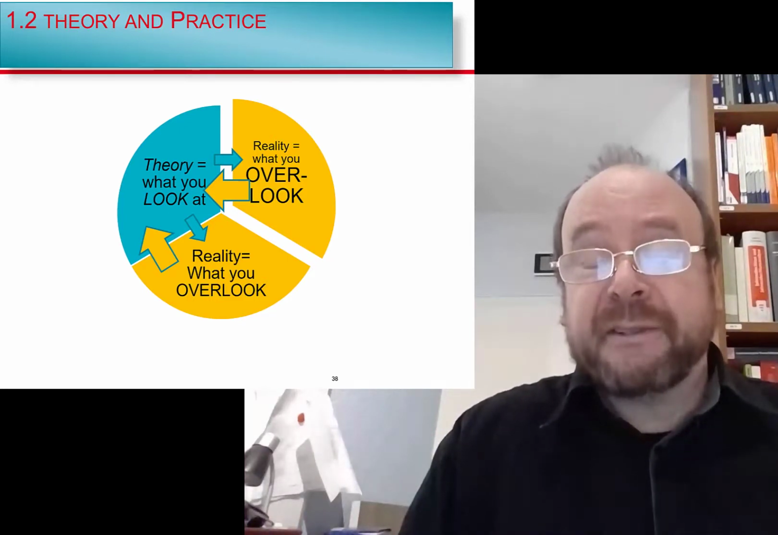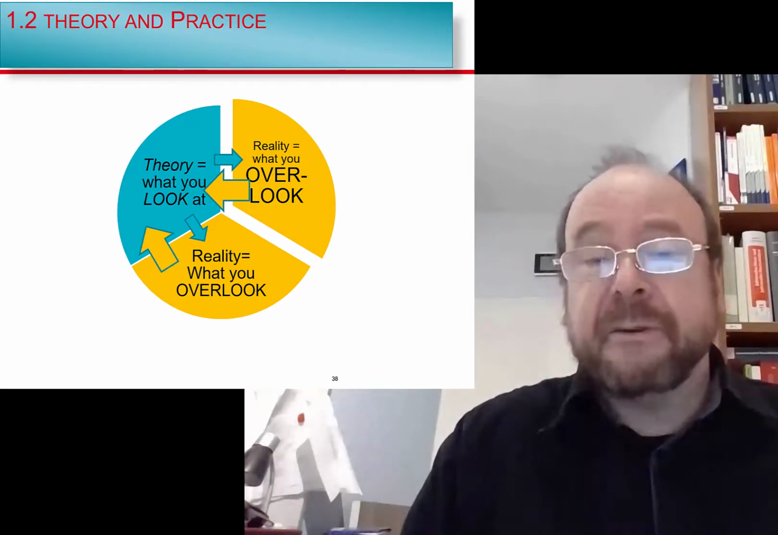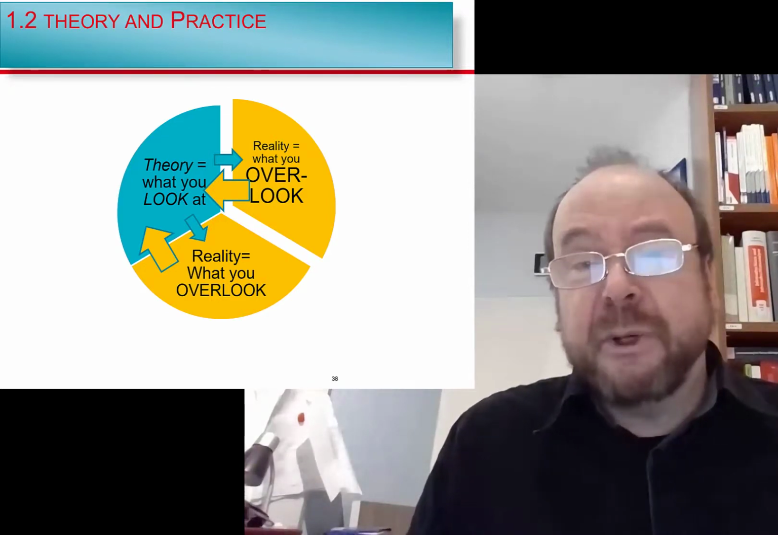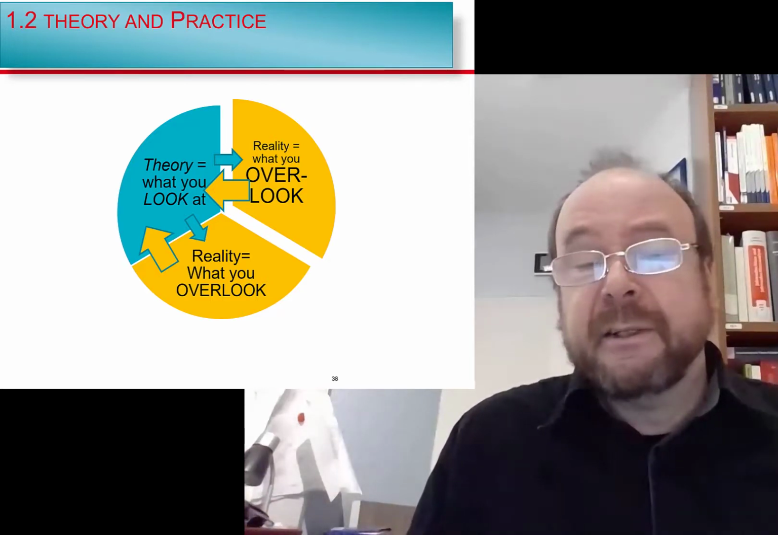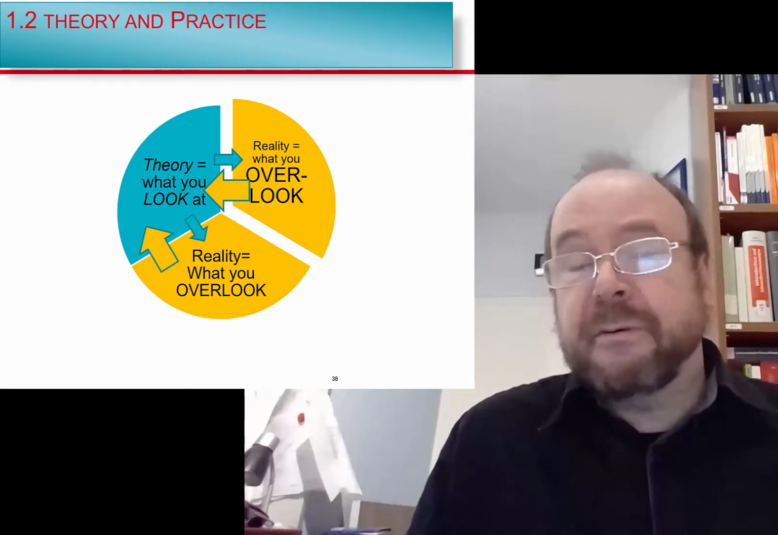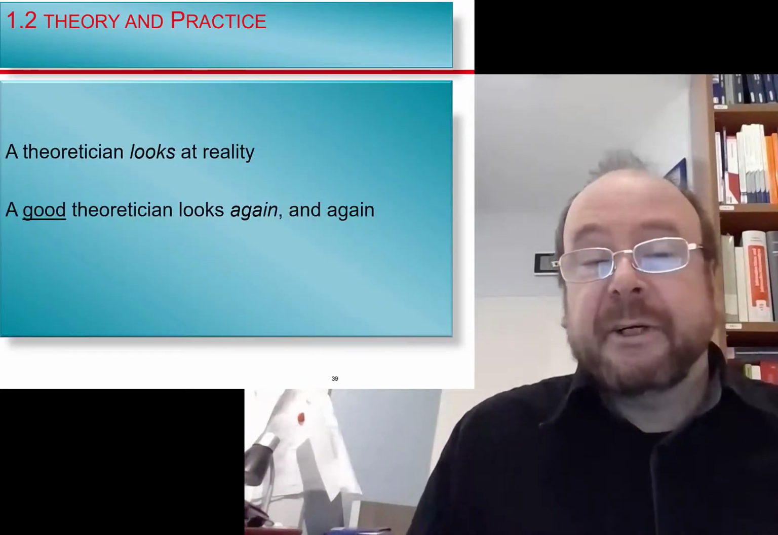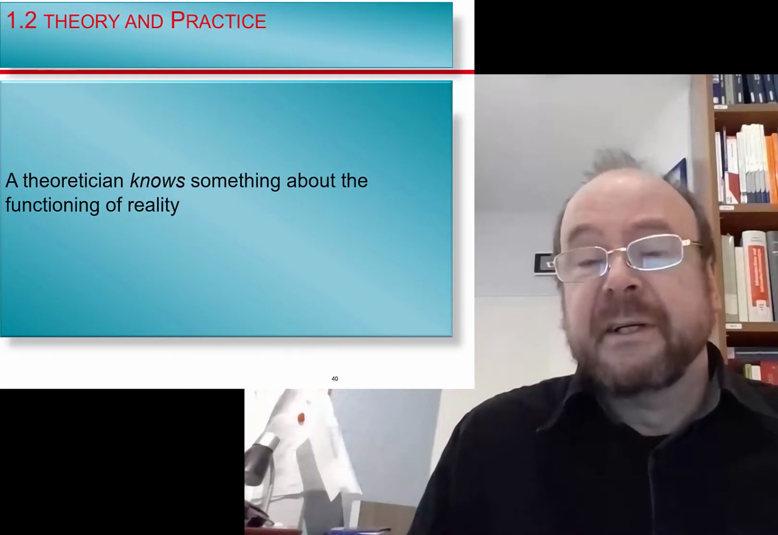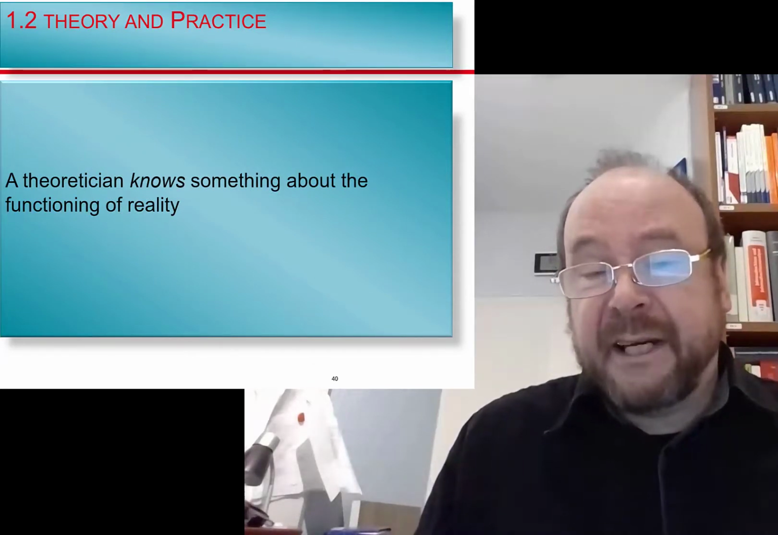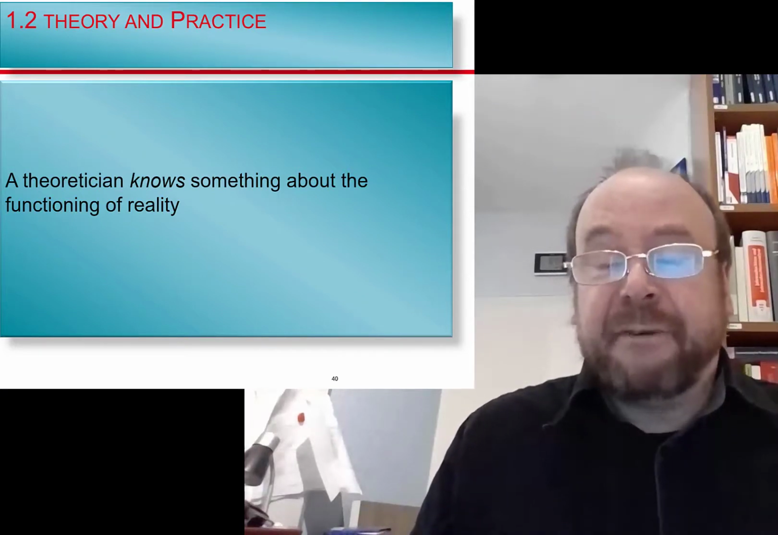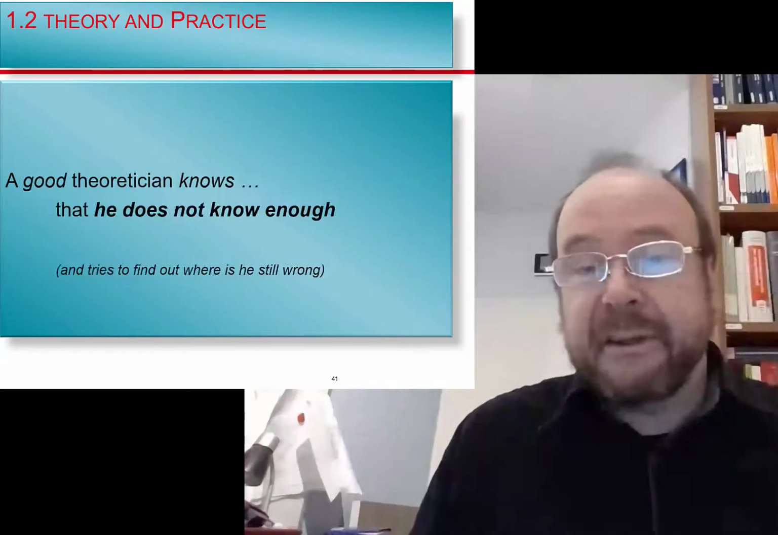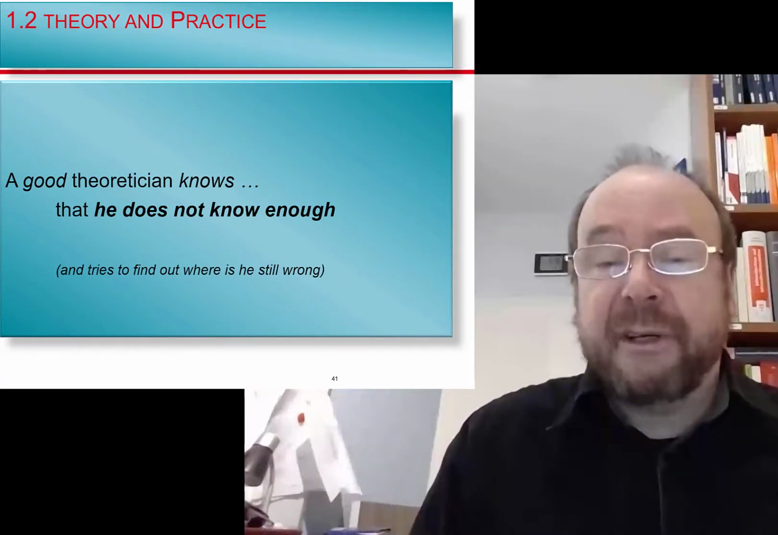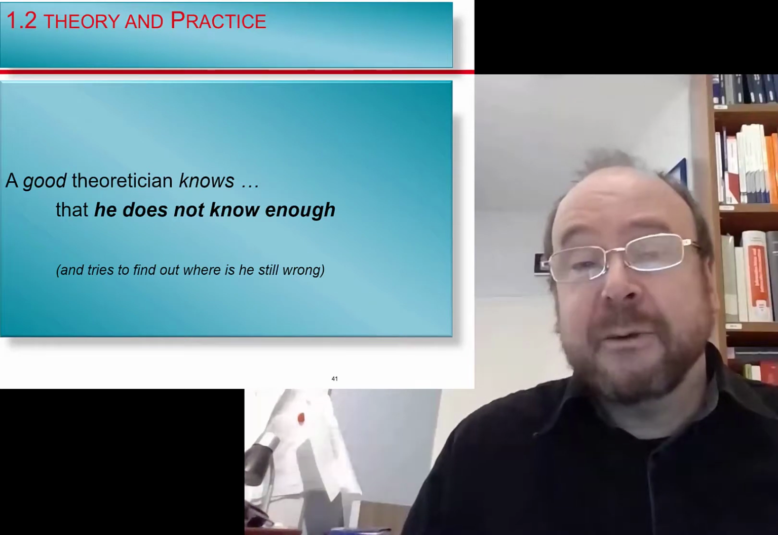So theory and practice, when you are a really good expert, then you know theory is what you look up, and reality is also made up by all the things which you overlook, and you can only extend the things, the factors, or your view in the course of time. So a good theoretician looks at reality and looks again and again and again, and always improves his or her understanding. You know something about the functioning of reality, but not everything. That's important. A good theoretician knows that he or she does not know enough, and tries to find out where he or she is still wrong.